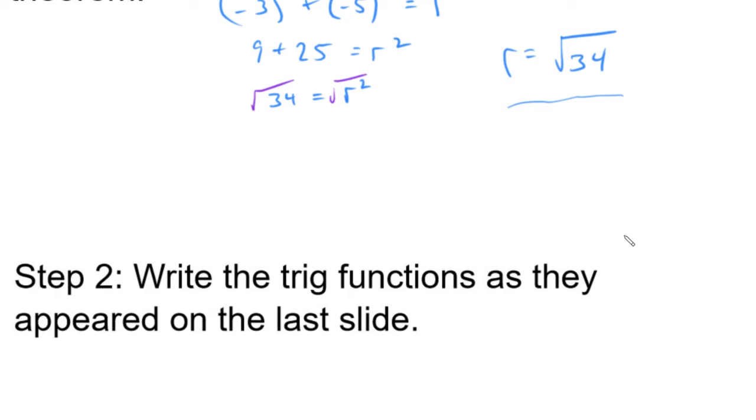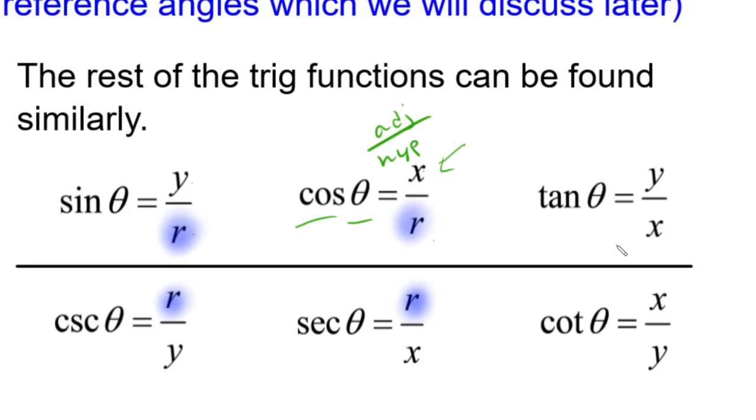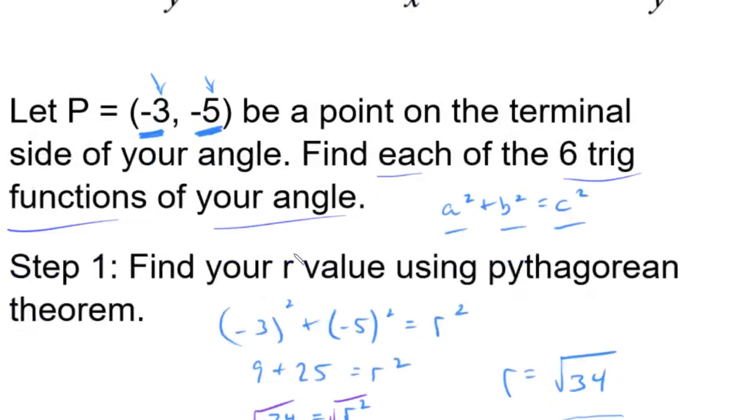Now we're going to write the trig functions as they appeared on the last slide. So this is the last slide. Sine of the angle is y over r. Cosine of the angle is x over r, and so on. And we're just going to do exactly this.